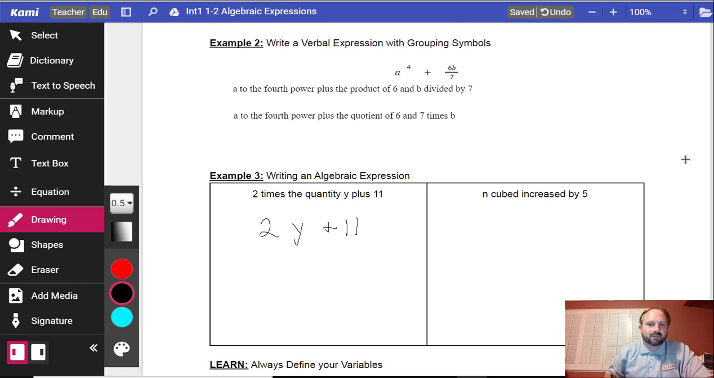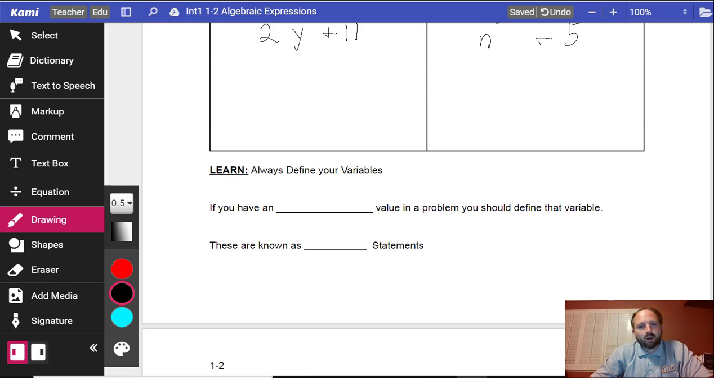N cubed increased by 5. Once again, there are multiple ways to say this. In math, we kind of like to keep it one way. So let's go over this. Always define your variables. If you have an unknown value in a problem, you should define that variable. These are known as let statements. We are defining the variables. Let's continue.